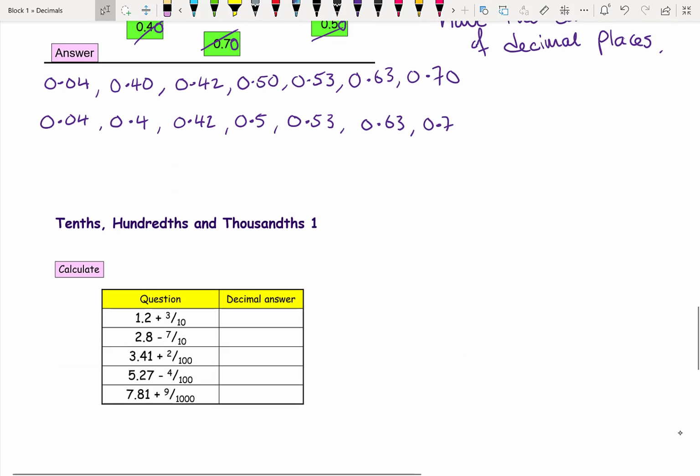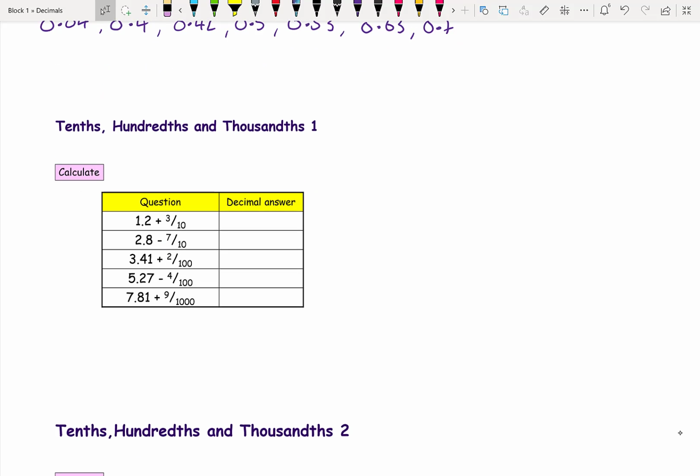Okay, pushing on then to some actual questions. The questions that we might be asked or expected to do are like the ones that are here in the box. Okay, we might be asking you to do 1.2 plus 3/10. So what we need to be able to do first of all are change all these fractiony things in that column into decimals. And so we need to be able to pick out that 3/10 is the same as 0.3. Okay, and when we're doing that, all we need to remember are our headings. So we had our units, we had our tenths, we had our hundredths.